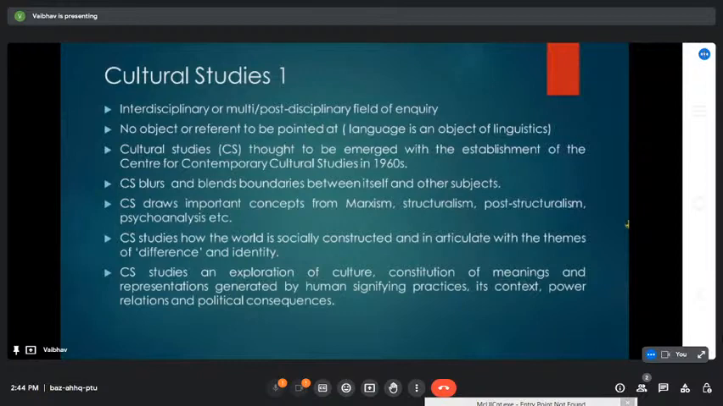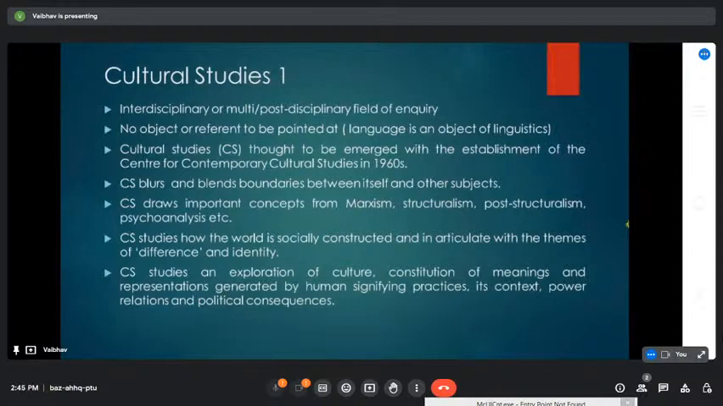The next point is cultural studies as an exploration of culture. Of course, yesterday in the earlier lecture, I have already discussed what culture is and the various aspects included in the concept of culture. So we can say that there is a class culture, a youth culture, various kinds of cultures you can associate or give names to: popular culture, subculture, and so on. So the constitution of meanings: how meanings are constituted, how meanings are constructed, who gives meaning.